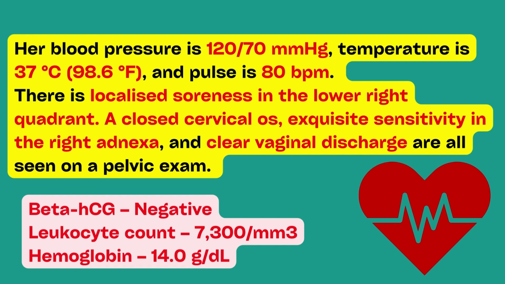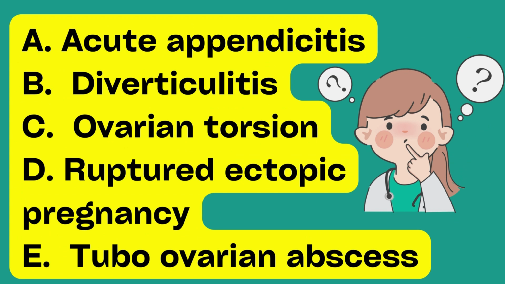gram per deciliter. The options are A. Acute appendicitis, B. Diverticulitis, C. Ovarian torsion, D. Ruptured ectopic pregnancy, E. Tubo-ovarian abscess. The most likely reason for the patient's right adnexal-specific abdominal pain is ovarian torsion.